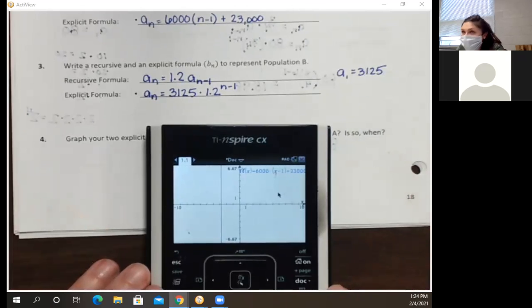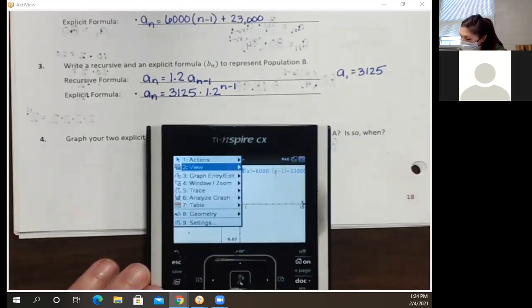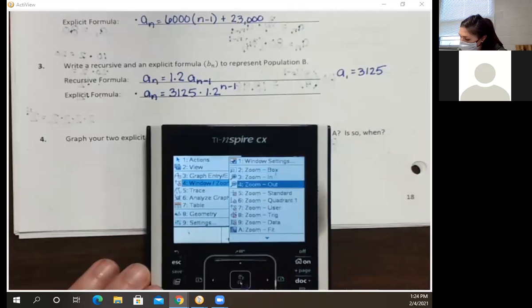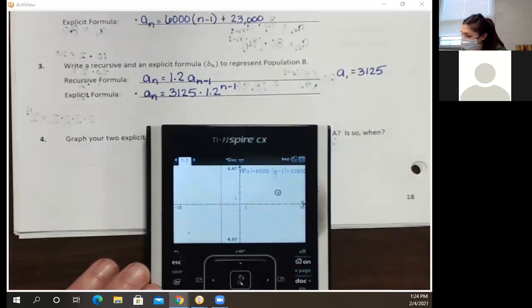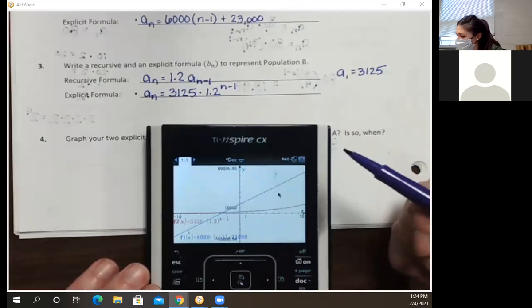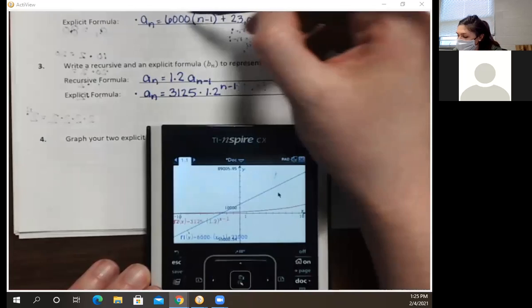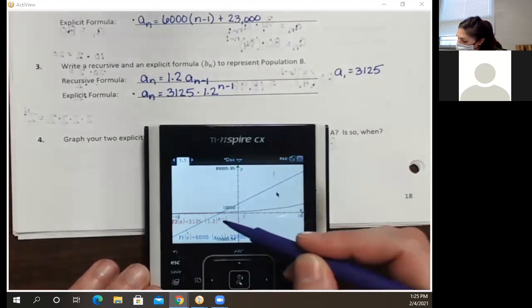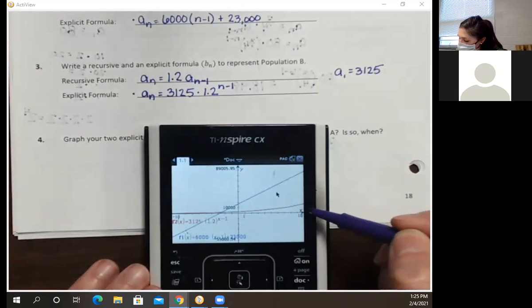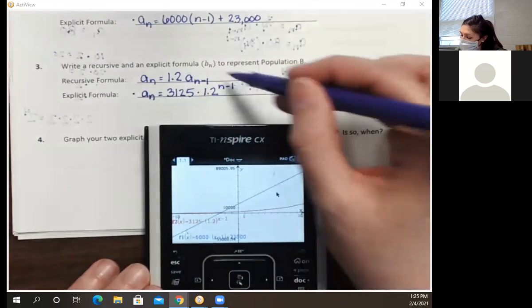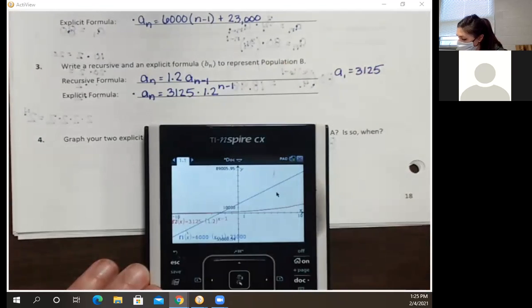So what I'm going to do is adjust my zoom here. I'm going to hit the menu key and I'm going to go down to zoom. And when I can't even see a hint of the function, I like to use zoom fit. So here's the picture I get from zoom fit. So that blue line was our first formula, our population A. And the red, this sort of curve here, is our second explicit formula for population B.